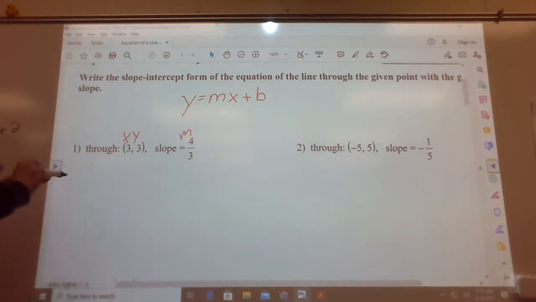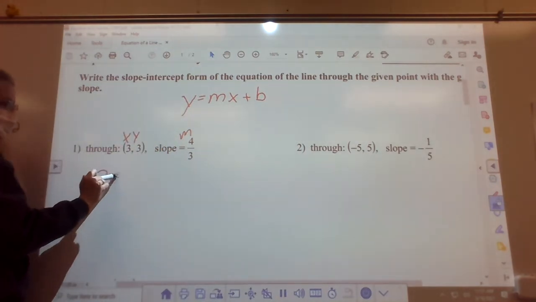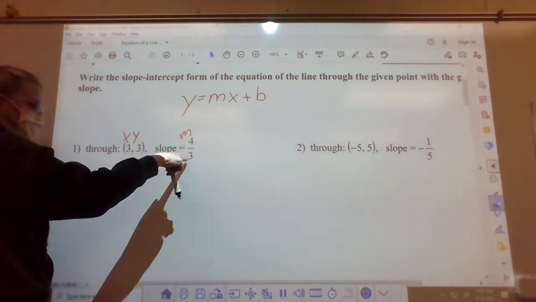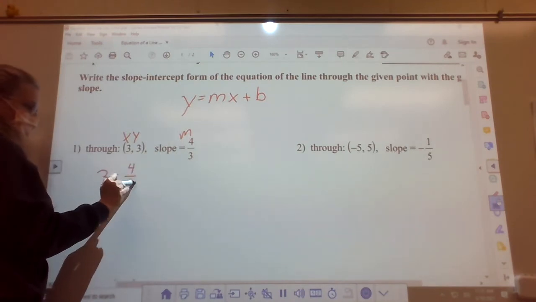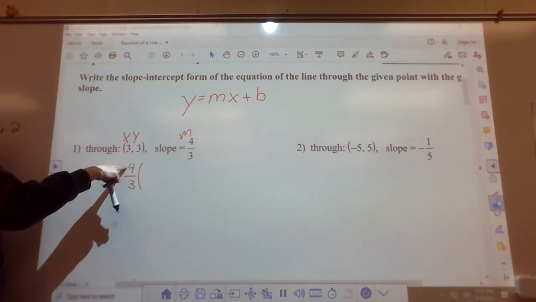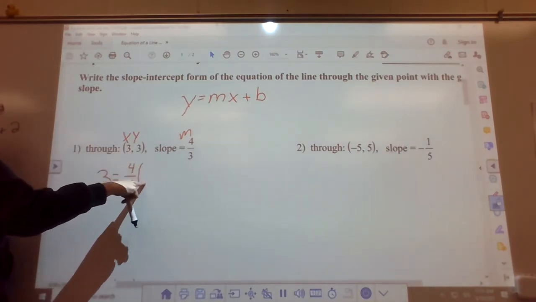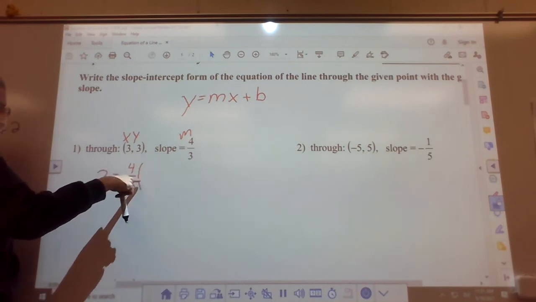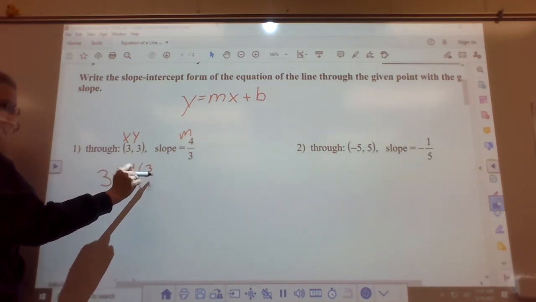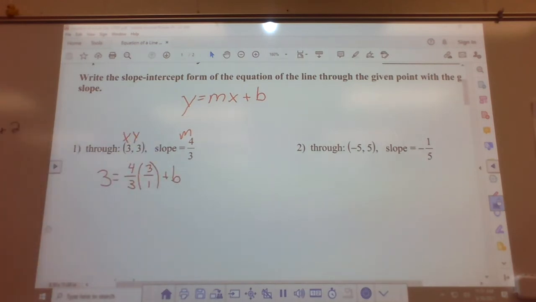So we're going to plug this stuff in. Y, which was 3, equals m, 4/3, times x, which is 3. If the slope is a fraction, and a lot of times it is, a lot of times I'll put the x as a fraction. It just makes it a little bit easier to multiply. So I'm going to put it as 3/1 plus b. So I plugged in the y, the m, the x, and I'm going to figure out what the b is.